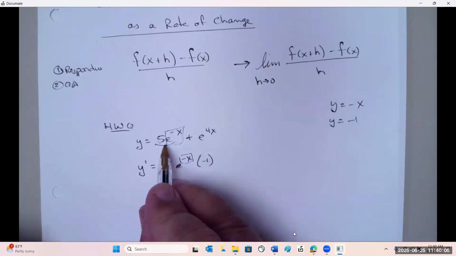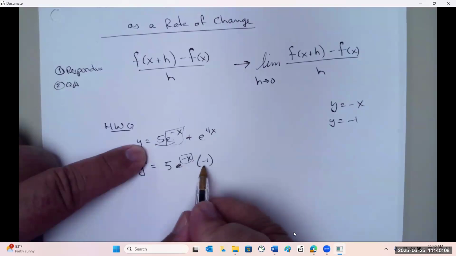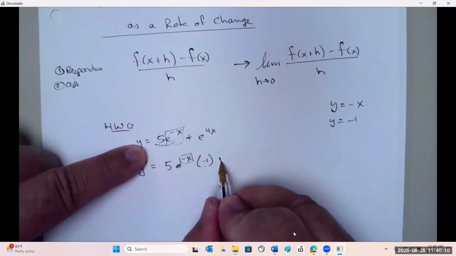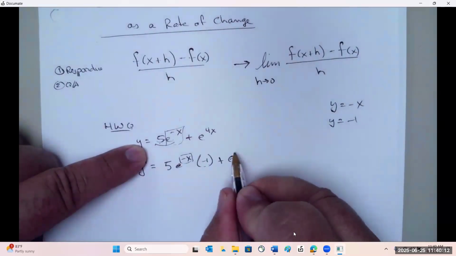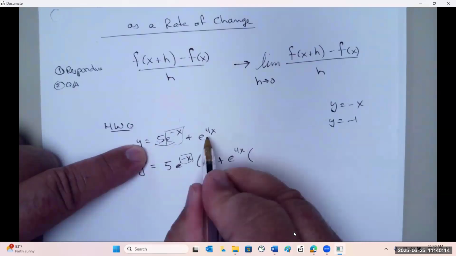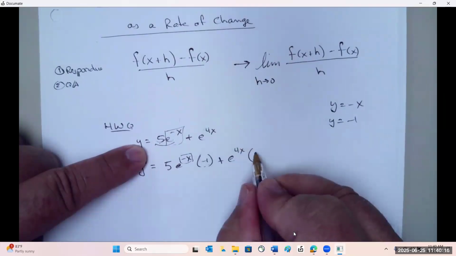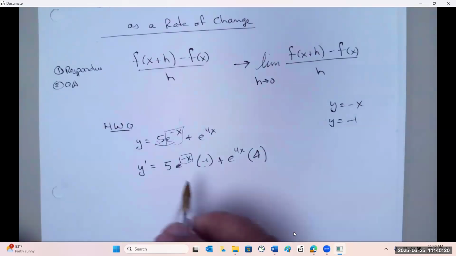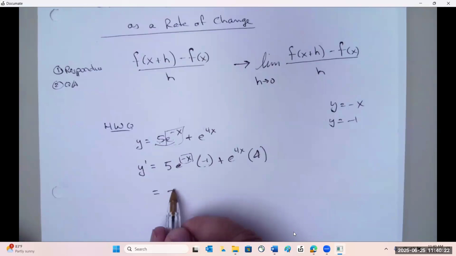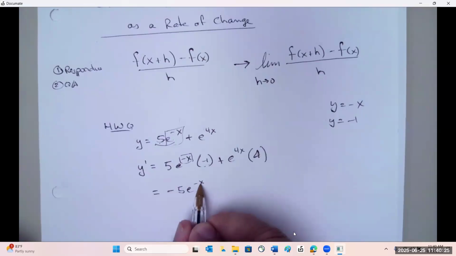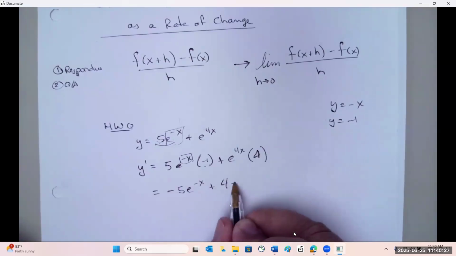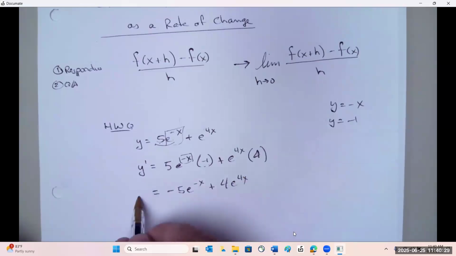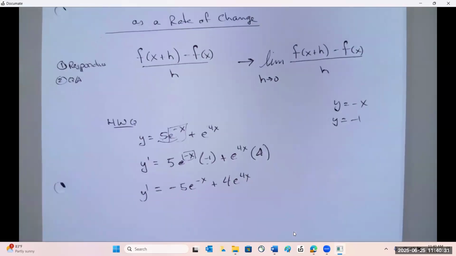So we have the 5, which is a constant, and the e times the derivative of the exponent. Plus, same thing here: you have the e times the derivative of the exponent, which is 4. So your answer would be negative 5e to the negative x plus 4e to the 4x. There's your first derivative. Any more questions?